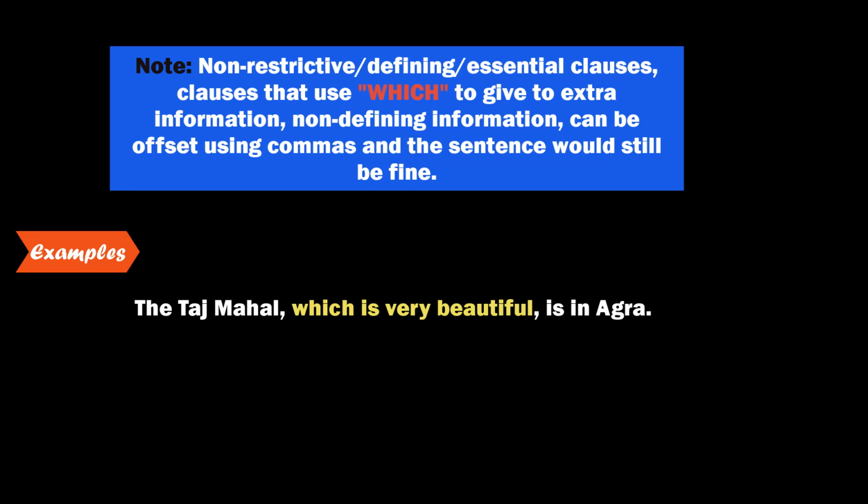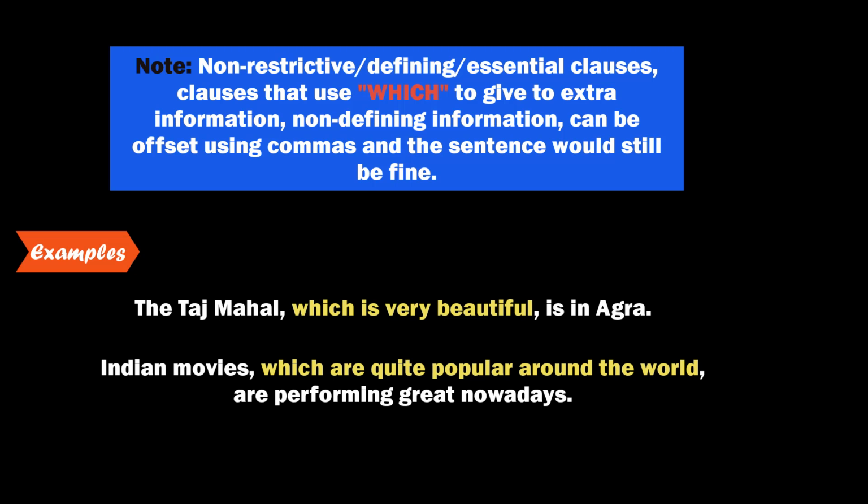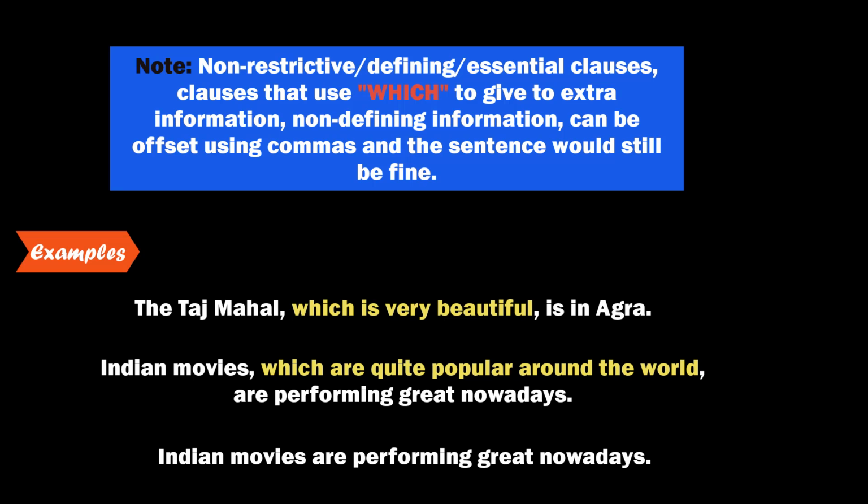Let's take one more example. Indian movies, which are quite popular around the world, are performing great nowadays. Indian movies is a particular name, a specified name, a proper name, right? We already know what Indian movies are, right? So which are quite popular around the world is my non-defining, non-restrictive clause giving some information about the noun Indian movies, but it really doesn't help us to identify the noun Indian movies, right? So even if we try to take it out of the sentence, we can absolutely do that. Indian movies are performing great nowadays.